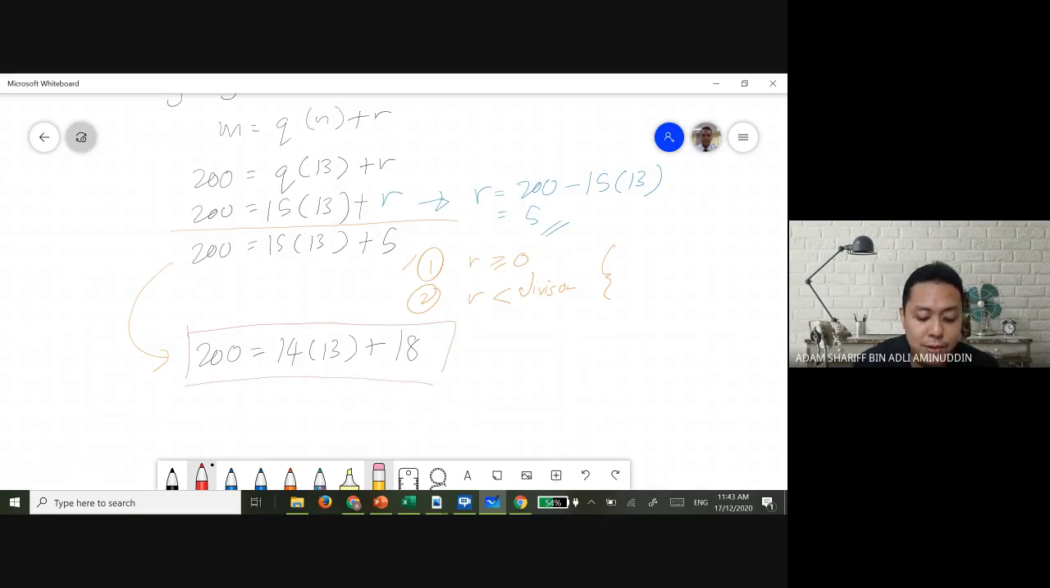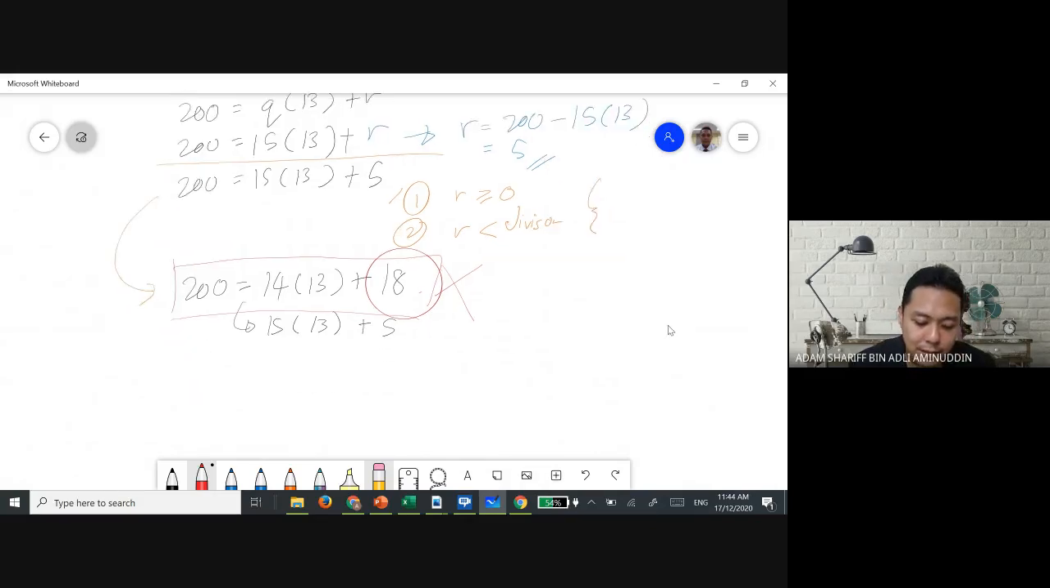But it is not correct by division algorithm form. It means that you still can divide 200 more by 13, but you don't finish it. If you look at the remainder here, it violates condition number 2 because 18 is larger than 13. Therefore, it still can be reducible to 15 times 13 plus 5. So yang ni, although it's correct in terms of linear equation, but it is wrong by division algorithm. That is one thing.